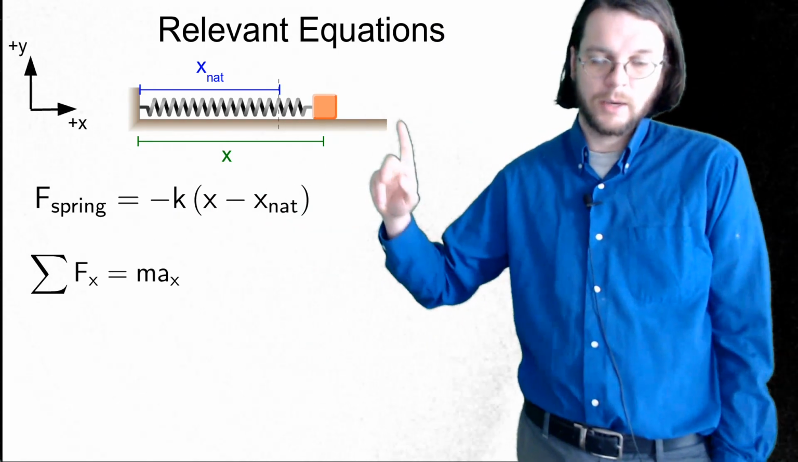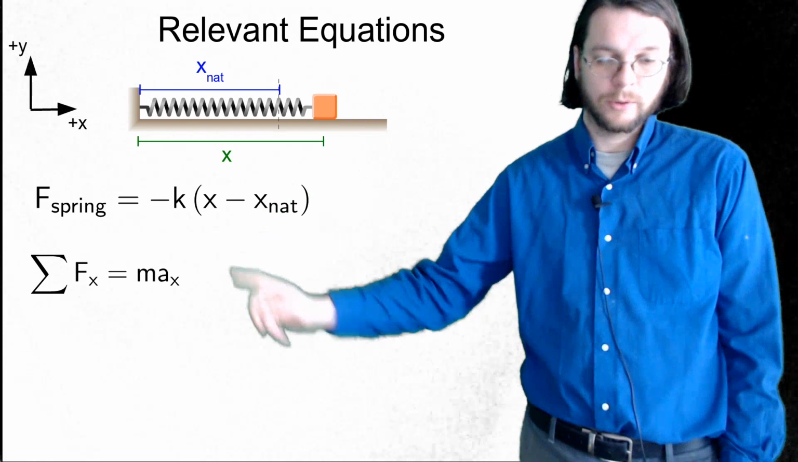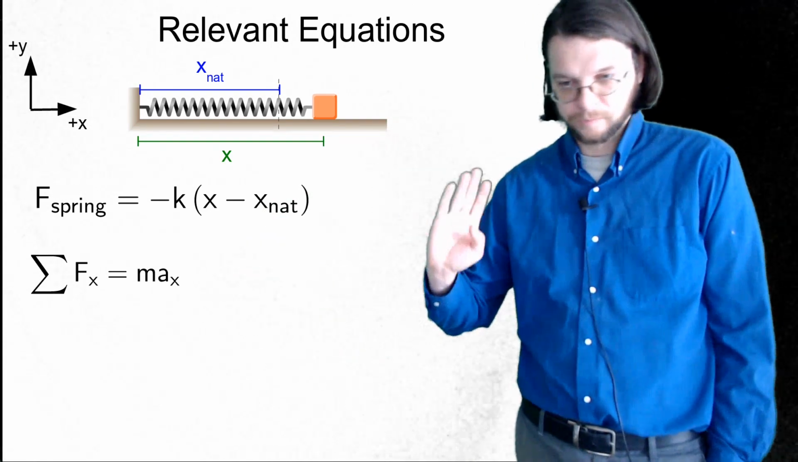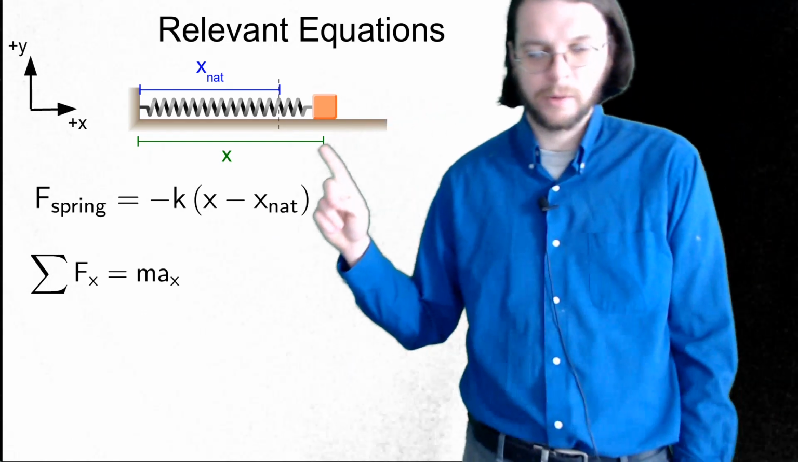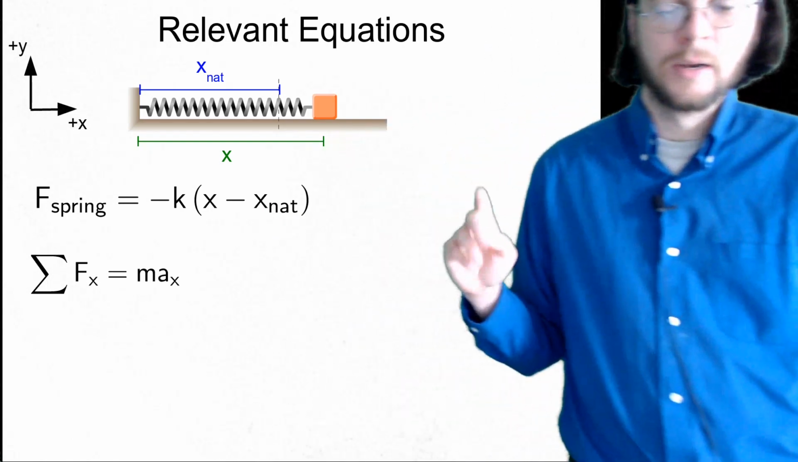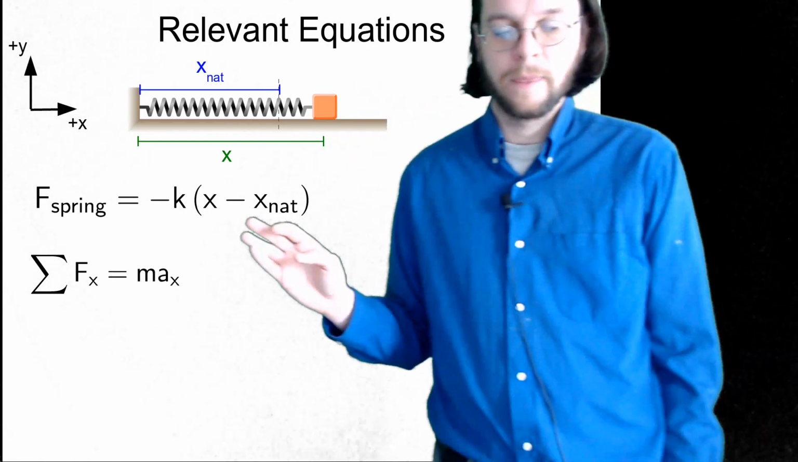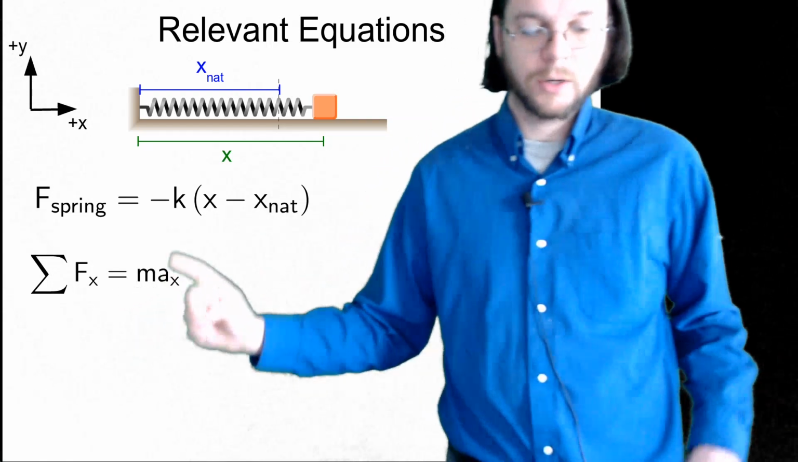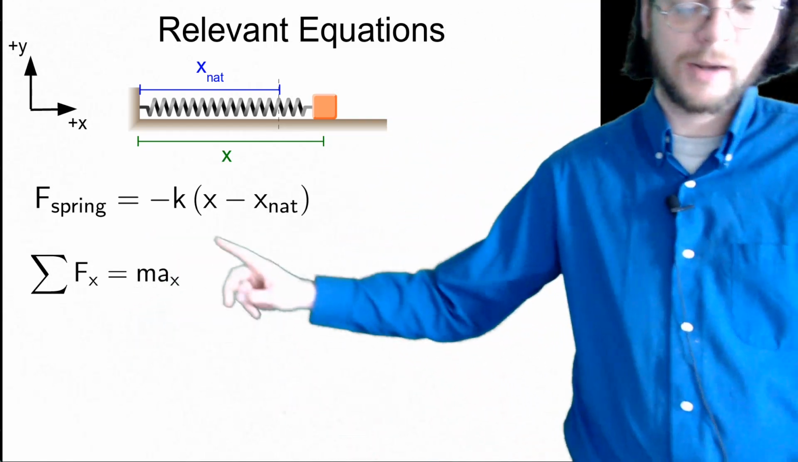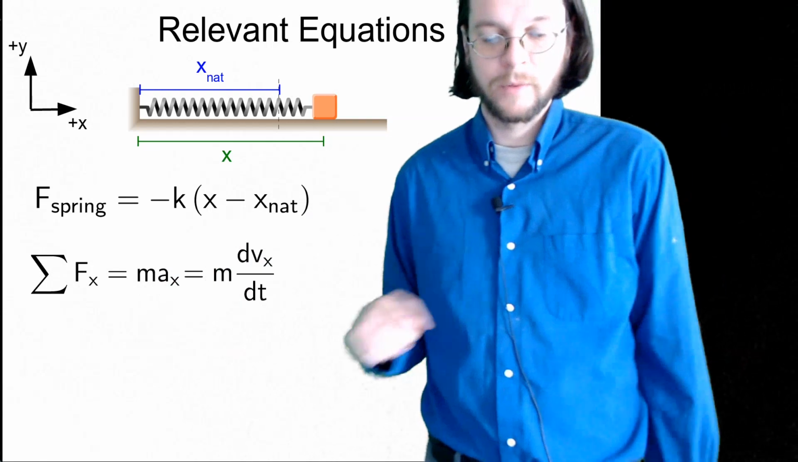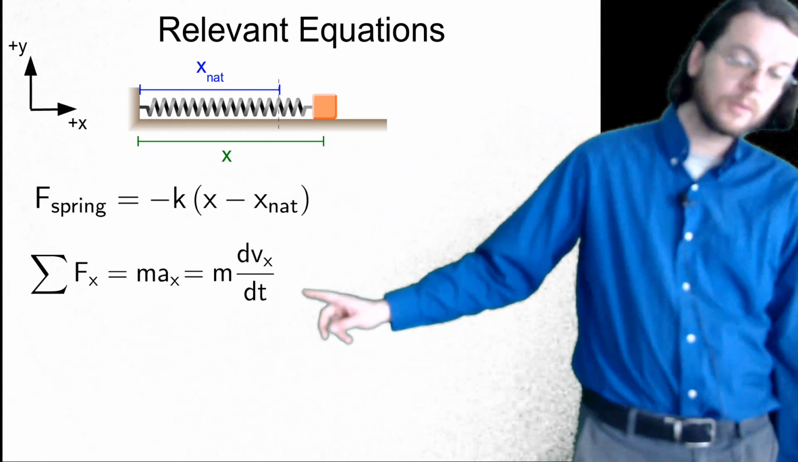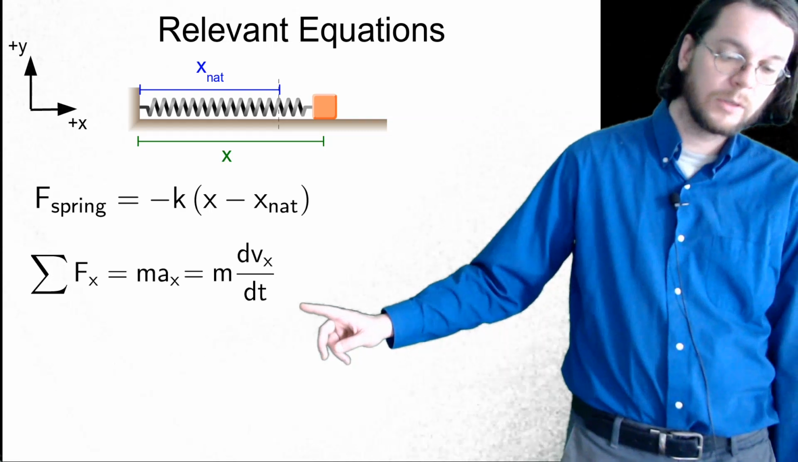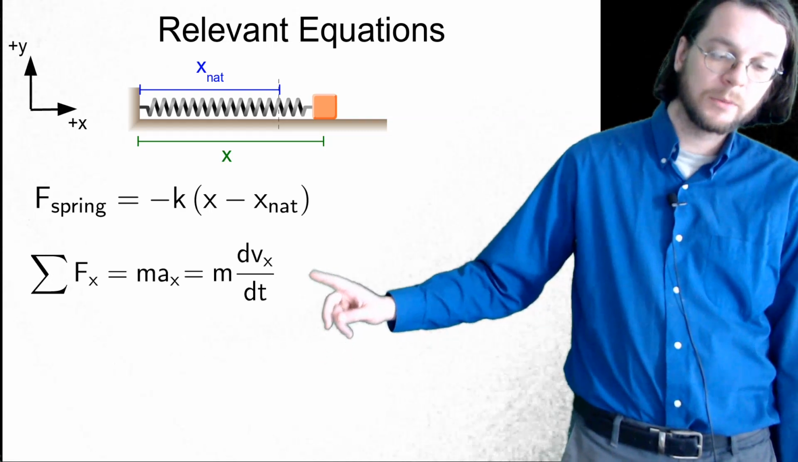Now, in this case, the only force is the force of the spring. So we're going to neglect friction. Don't worry about friction for now. It's not a rocket. We don't have to worry about rocket thrust or anything like that. So this is the only force. And so the sum of all the forces in the x direction just gives you the force of the spring. And so that equals the mass times the acceleration. Now, the acceleration is the derivative of the velocity per unit time. And so we get this.